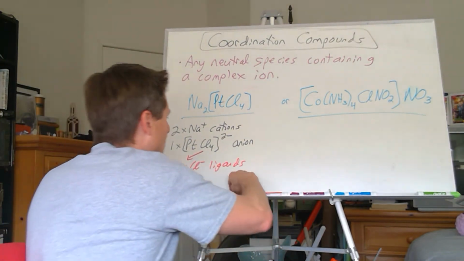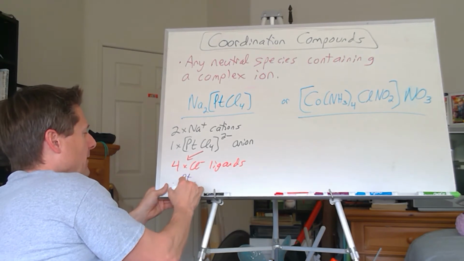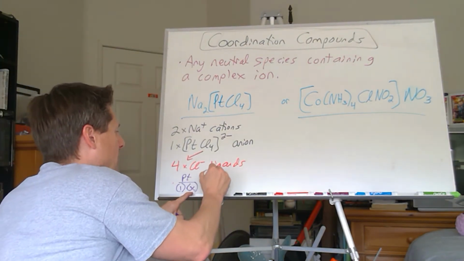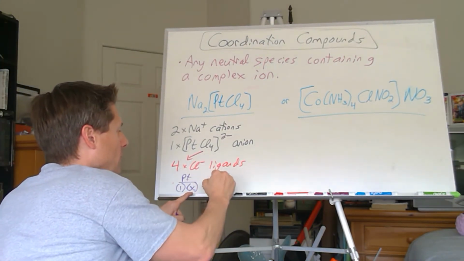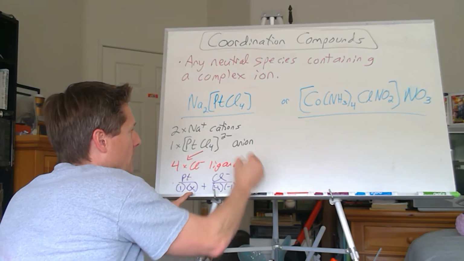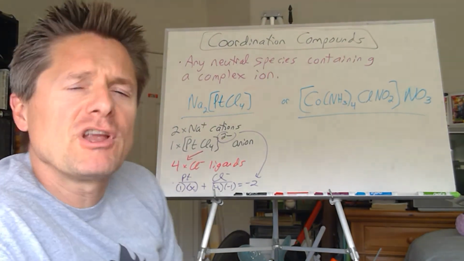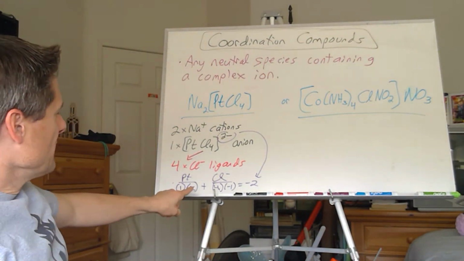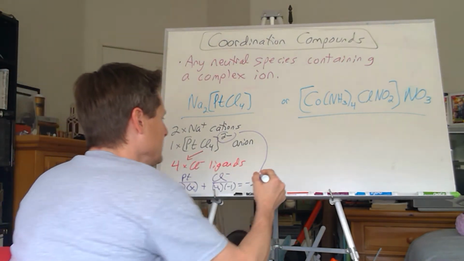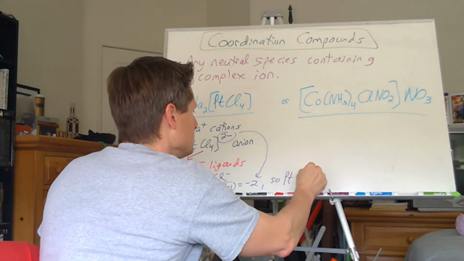So if you really break it down, you have 1 platinum. Let's call its oxidation number X. How many chlorides do we have? 4, each at a -1. That total is -4. So if you have trouble with this, review oxidation numbers from first semester general chemistry. All right, so if that's a -4, you move that over, it becomes a +2. So X must equal +2. So the platinum is +2.